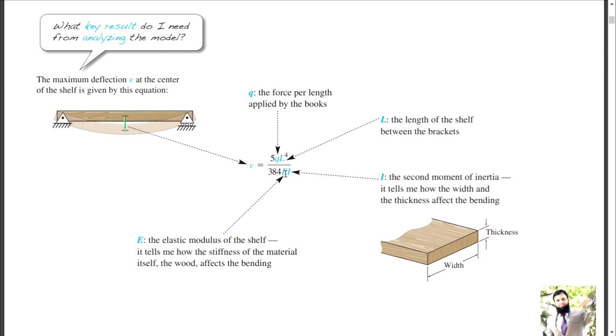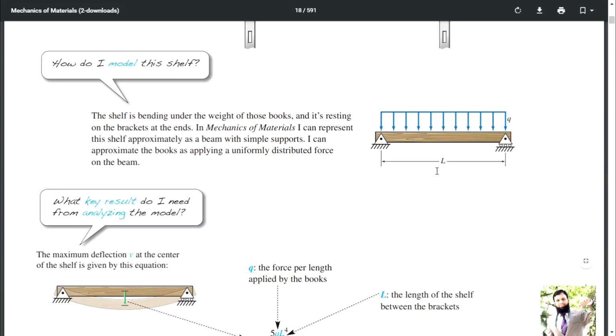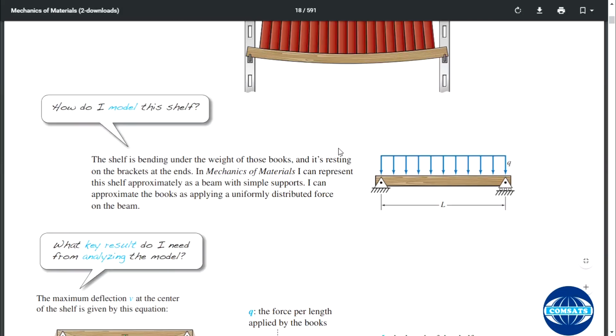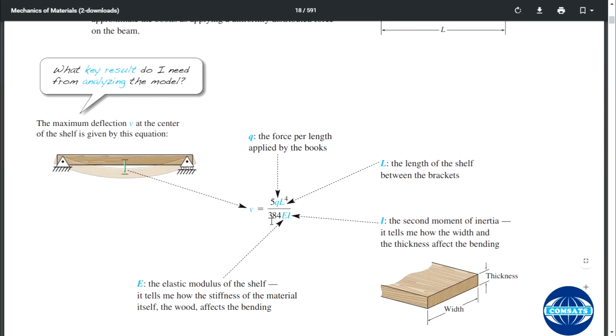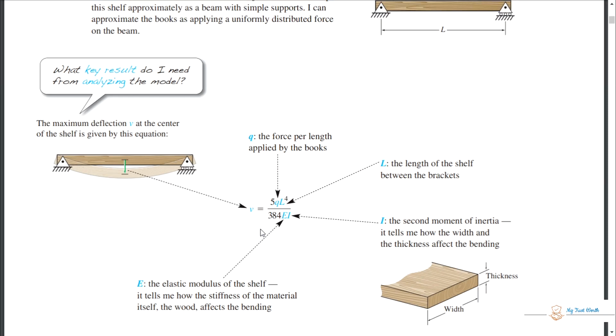I is the geometric property. I is the second moment of inertia. It tells me how the width and the thickness affect the bending. So these are important. This is the force, which I told you is the first important factor you should consider. Then L is a geometric property, I is a geometric property, and E is a material property. For understanding the behavior and the reason for this sagging, these three variables are included in your equation with the help of some constants.